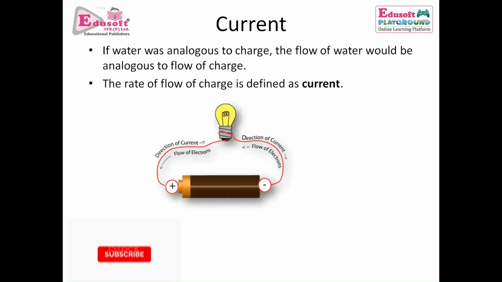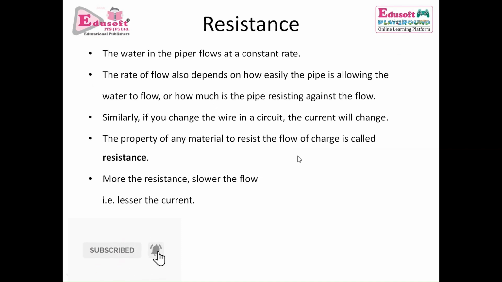So next thing is current. I already told you, the flow of negatively charged particles, that is electrons, the flow of electrons in the wire, that is called current. You can see here in this picture the flow of electrons from positive terminal to negative terminal. So this is called current and the flow of current.